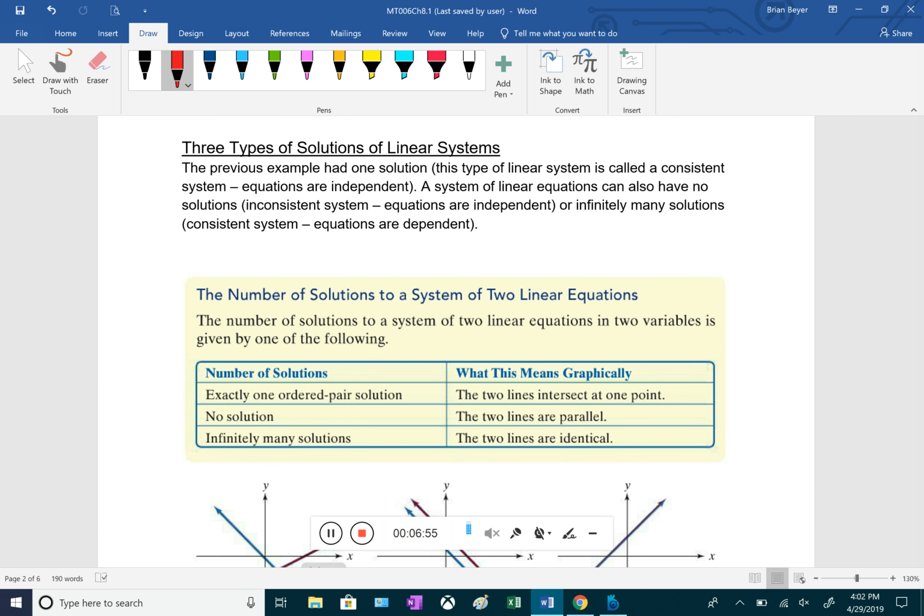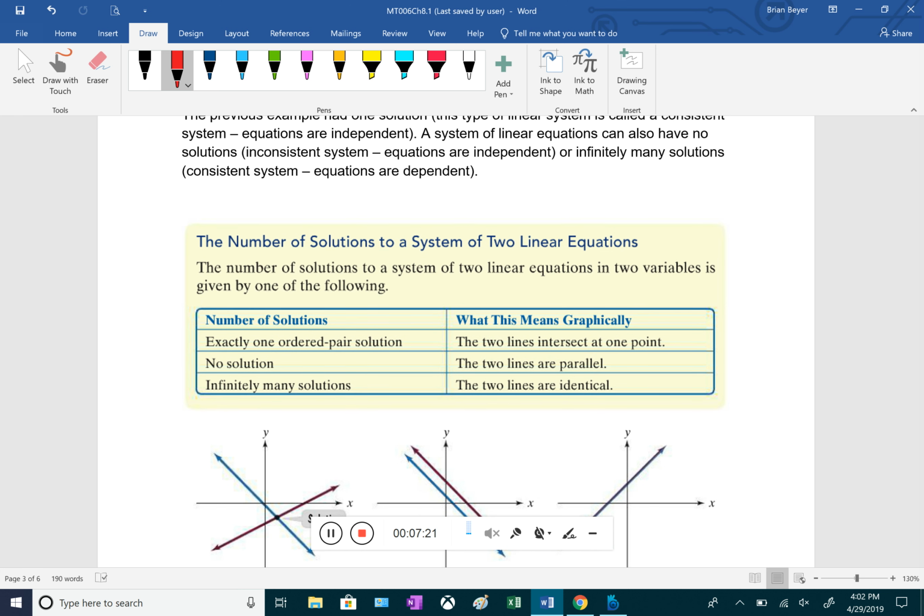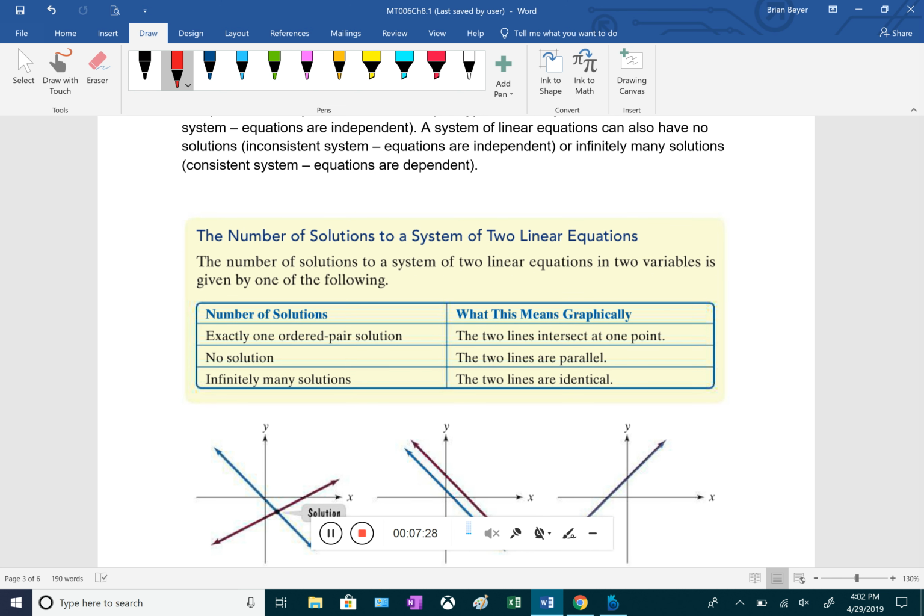Okay, so there are 3 types of solutions to linear systems. If we remember this from doing the elimination/addition method and the substitution method. So that example had 1 solution. We call those consistent systems, which are independent. A system of linear equations can also have no solutions. If it has no solutions, we call it an inconsistent system, and the equations are independent. Or lastly, it can have infinitely many solutions, which is a consistent system, meaning the equations are dependent.